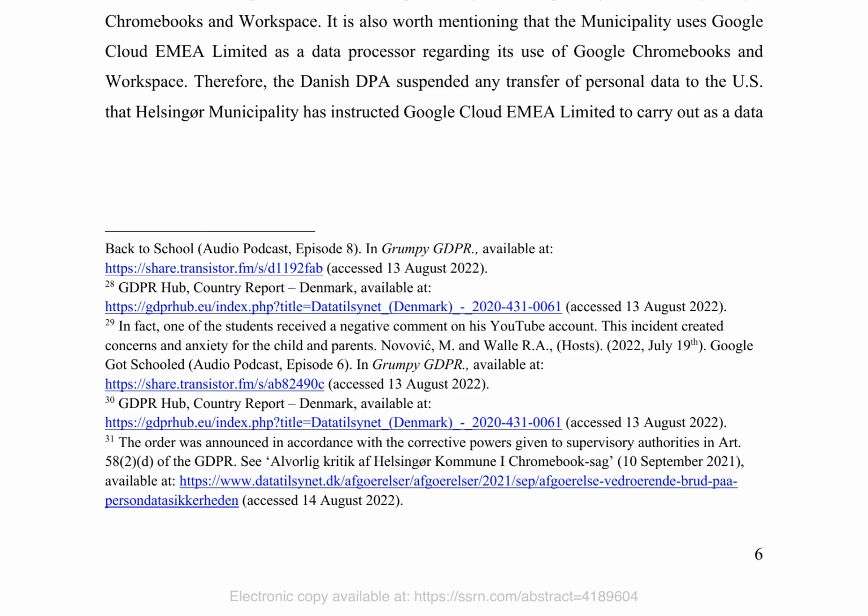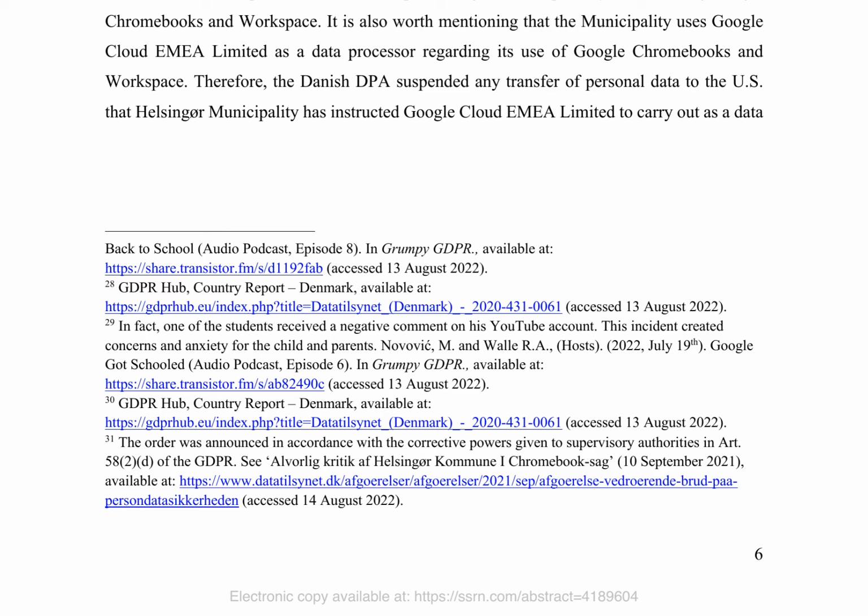Consequently, the Danish DPA suspended any transfer of personal data to the US that Helsingor Municipality had instructed Google Cloud EMEA Limited to carry out as a data processor. This decision was based on the corrective powers given to supervisory authorities in Article 58(2)(d) of the General Data Protection Regulation, GDPR.